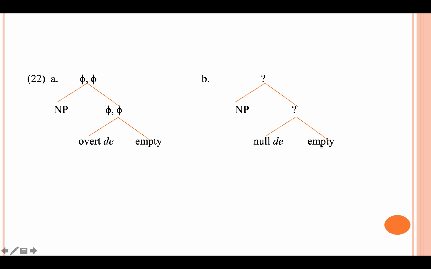If the complement is null, and if the head is null too, they cannot have feature matching in the labeling algorithm. So their mother node cannot be labeled, which is not allowed according to the labeling theory.